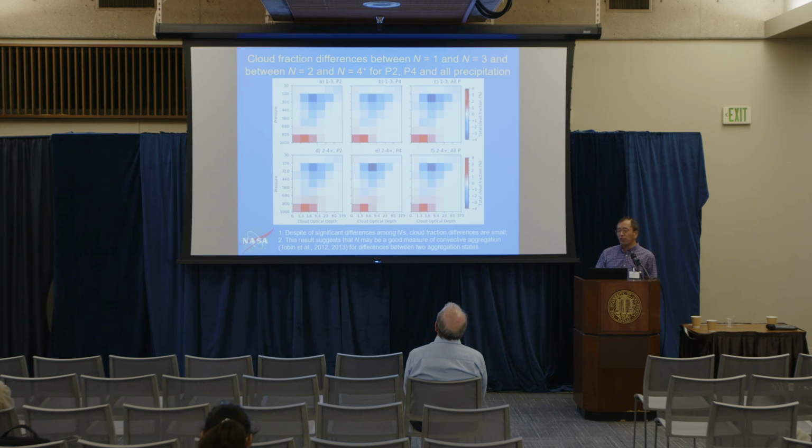That's on the top rows for second, fourth, and all precipitation regimes. And the bottom showing those with 2 cloud objects minus 4 plus objects. So if you don't look carefully, each of the panels looks identical. But I assure you, I didn't make a mistake plotting this diagram, because I did it myself.